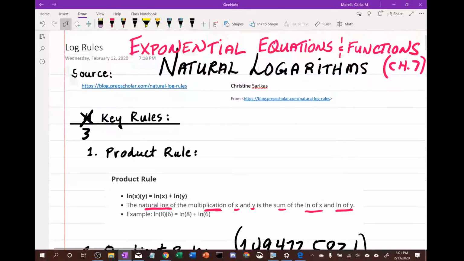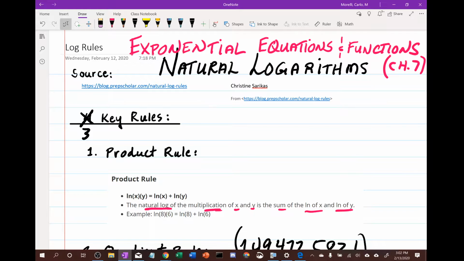Okay, so there are three key rules that you need to know before logarithms will make any sense whatsoever. The first one is called the product rule. And if you remember your rules for exponents, they're very similar. In fact, they're related.